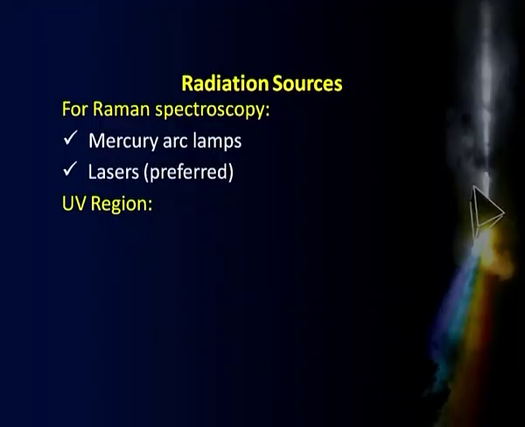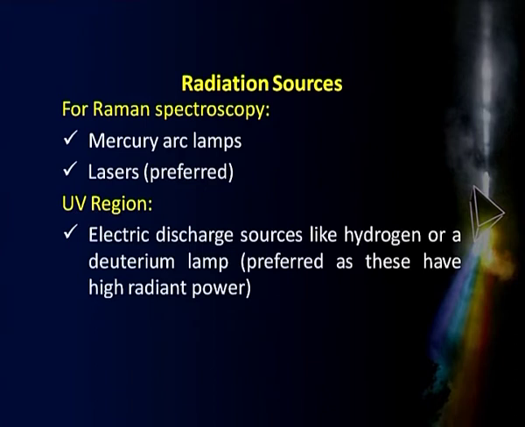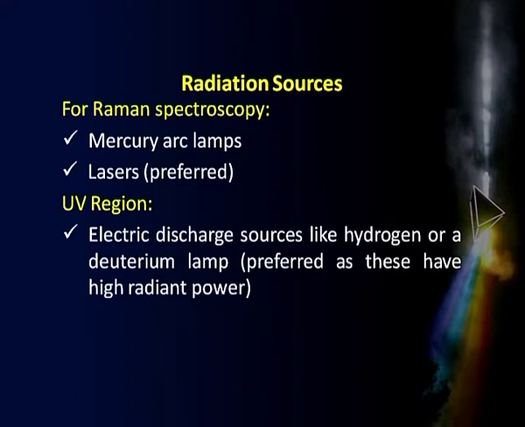And if I want to make measurements in the UV region, typically we use electrical discharge sources, like a hydrogen lamp or a deuterium lamp. You have an evacuated glass chamber where the hydrogen or deuterium is present, and that is made to discharge. That gives out radiations in the UV region, and normally the deuterium lamp is preferred over the hydrogen lamp because the output is more intense; the radiant power is more for the deuterium lamp.